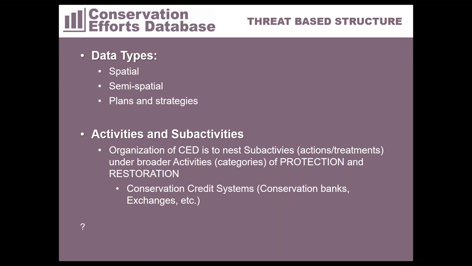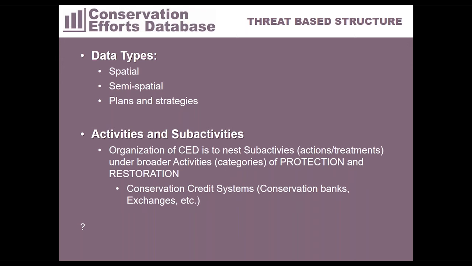I touched on this in the first webinar. We collect information in three different ways, three different types: spatial, semi-spatial, and non-spatial, predominantly for plans and strategies. Now, the difference between spatial and semi-spatial is somewhat nuanced, but I'll describe it here. Spatial is spatially explicit. We want the footprint, we want the polygon associated with a particular treatment or conservation action. Again, we're collecting information at the treatment level, not the project level.